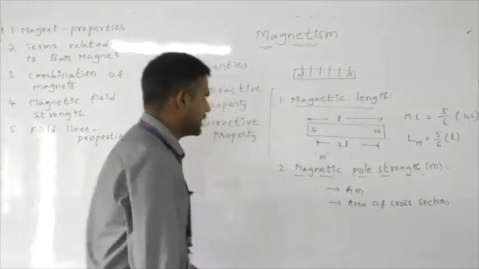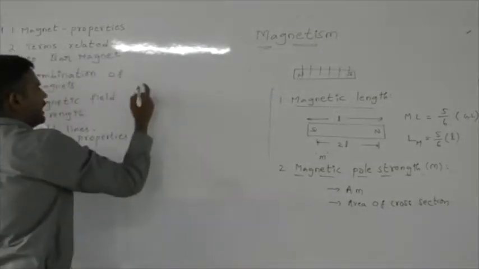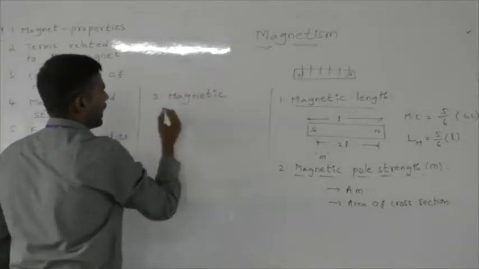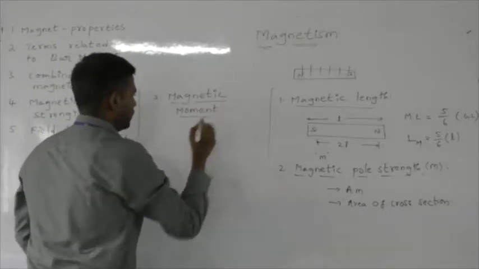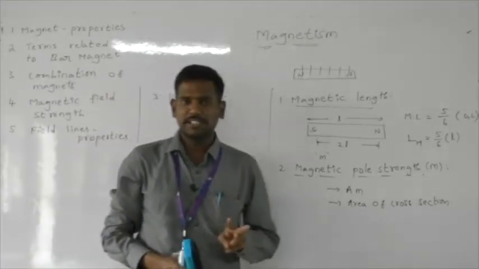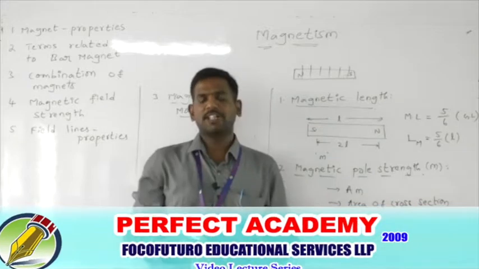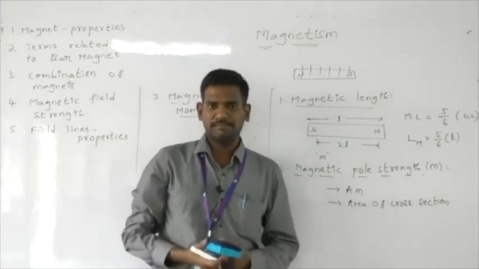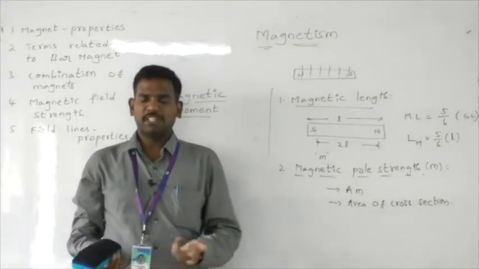Now let us know another very, very important term that is related to bar magnets, that is magnetic moment. What is the meaning of magnetic moment? You all might have heard about the electric dipole moment. What is the meaning of electric dipole? Two equal charges having opposite nature separated by a certain distance, that constitutes the electric dipole. And what is the meaning of electric dipole moment? That is nothing but either of the charges multiplied by the distance between them.